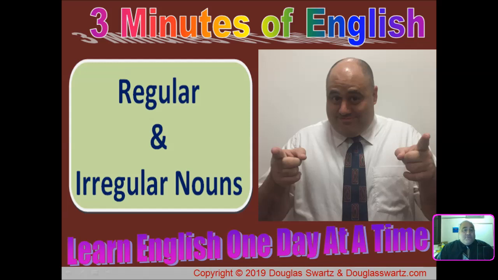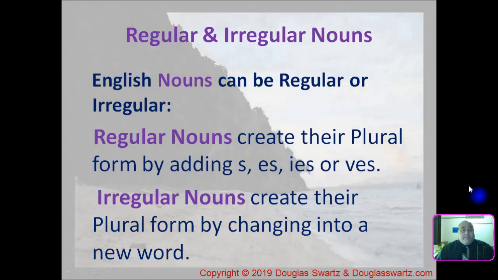The title for this video is Regular and Irregular Nouns with DouglasESL. English nouns can be regular or irregular. Regular nouns create their plural form by adding s, es, ies, or ves. Irregular nouns create their plural form by changing into a new word.